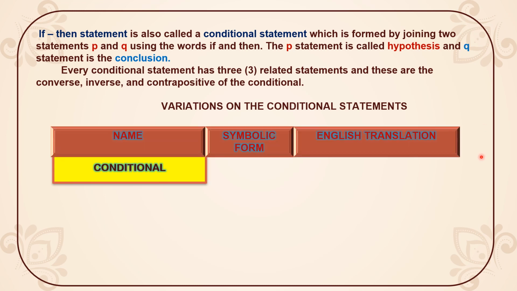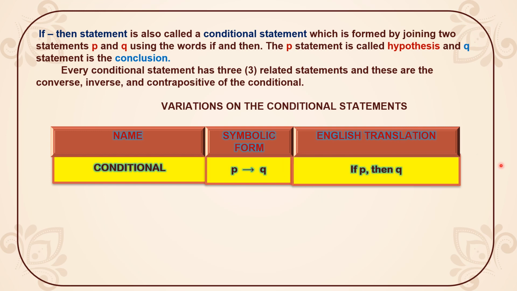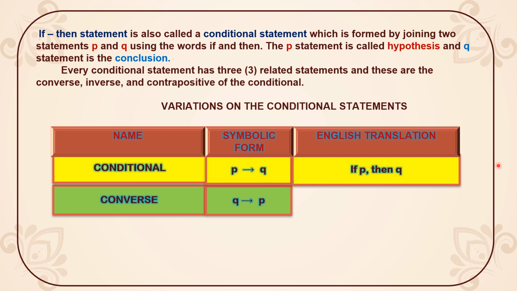First is the conditional. We write the symbolic form of conditional as P implies Q, and we read it as if P, then Q. Sabi nga kanina, si P daw is the hypothesis and Q is the conclusion. So next is converse. Kapag converse naman po, we write it in symbolic form as Q implies P.